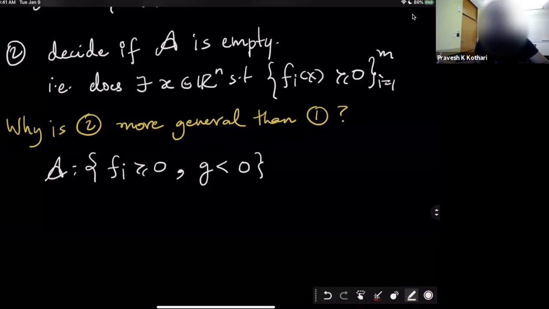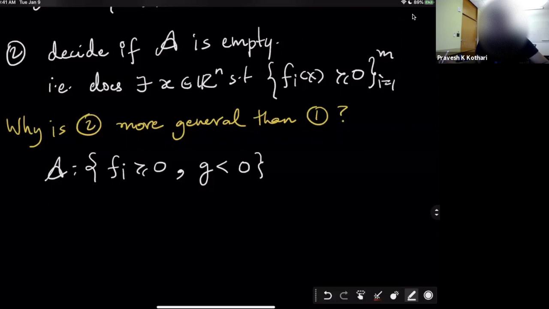So this is checking if there is some x such that f_i(x) is always non-negative, while g(x) actually happens to be negative. So if this is empty, then you know that you have a positive solution to the question in 1. If this, on the other hand, turns out to have a solution, then you have refuted or negatively answered the question in 1. So 2 is actually more general than 1. And actually, 2 is strictly more powerful than 1.